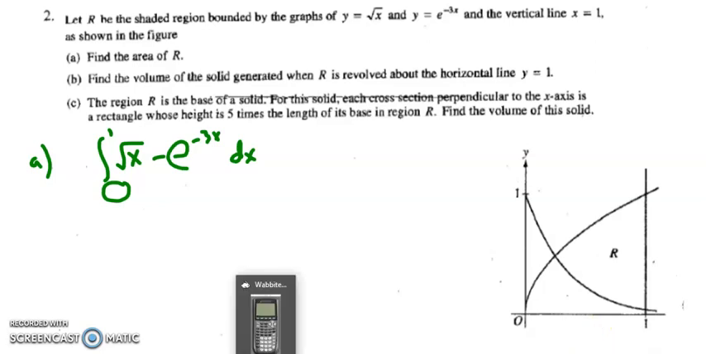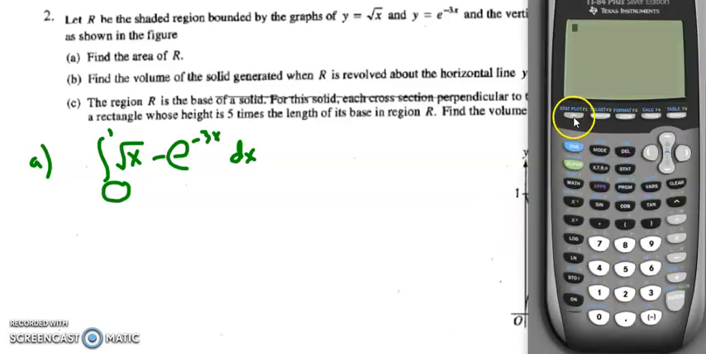So the way that we're going to do that is graph both of these equations. So in my y1, I'm going to put in the square root of x. Go back to y equals, and I want to type in the square root of x, and then under y4, I'm going to type in e to the negative 3x.